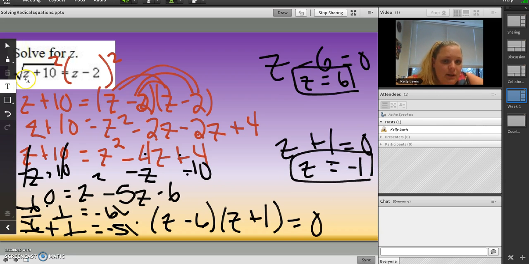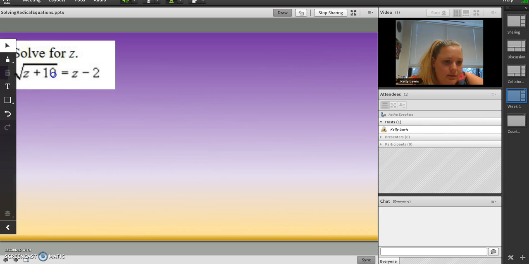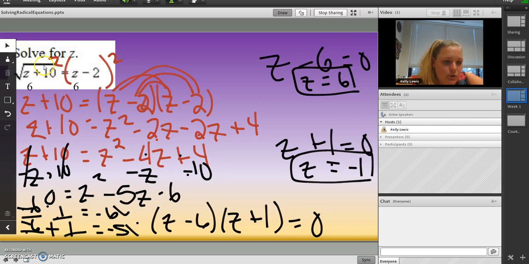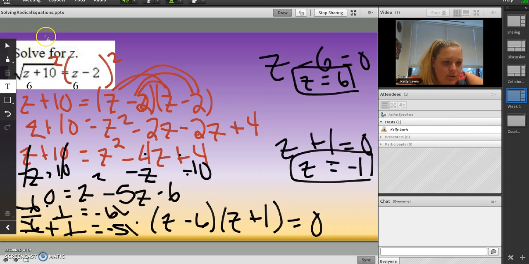Alright, so if I plug in right here a 6, so 6 plus 10 is 16. Square root of 16 is 4. So now I get 4 on that side. And then 6 minus 2 is 4. So that works.